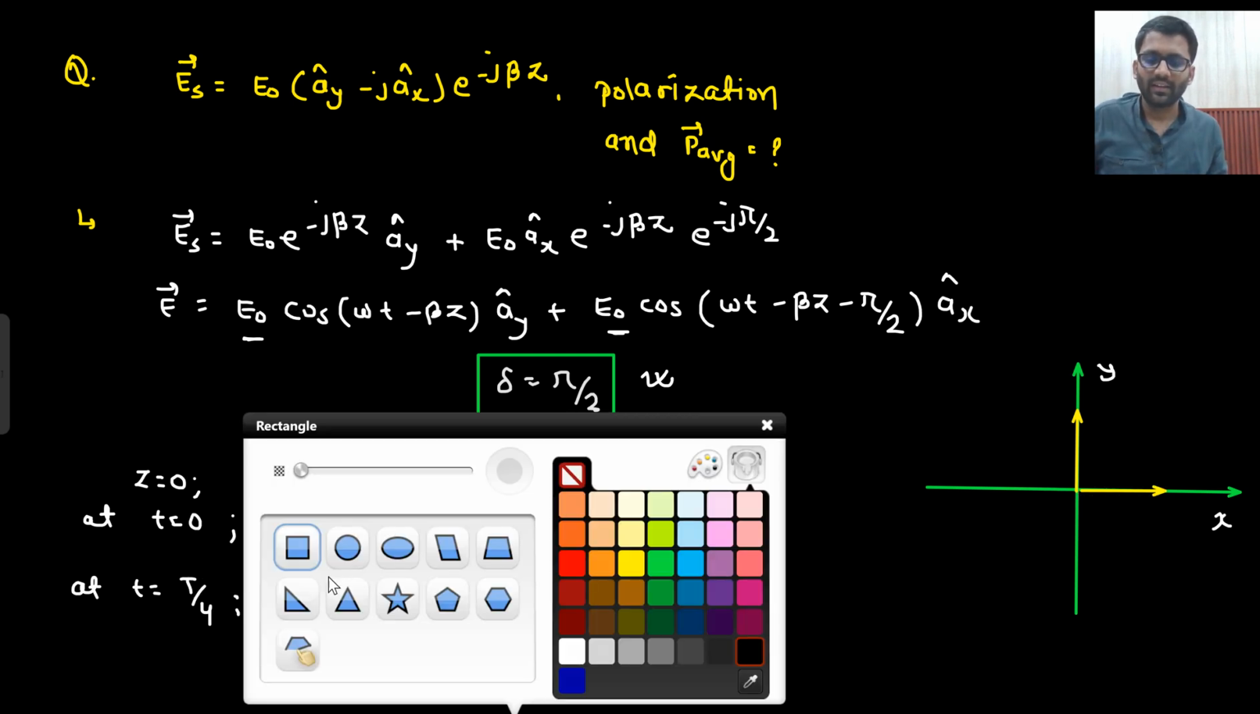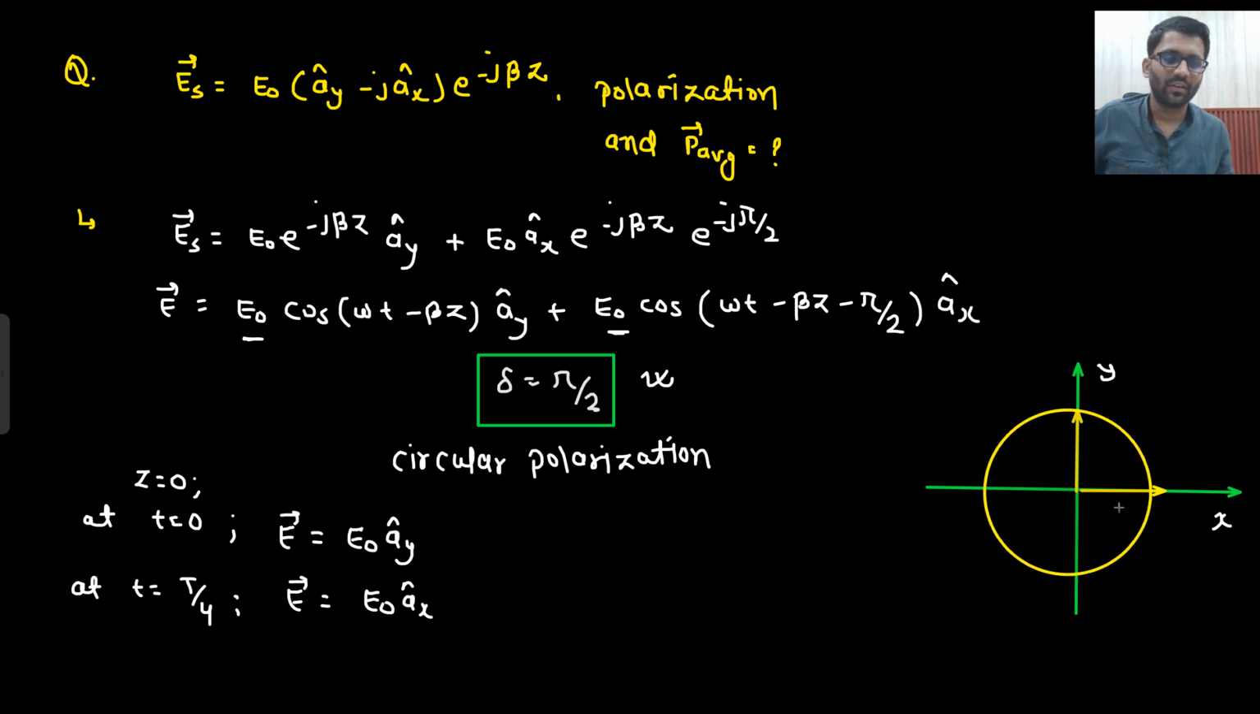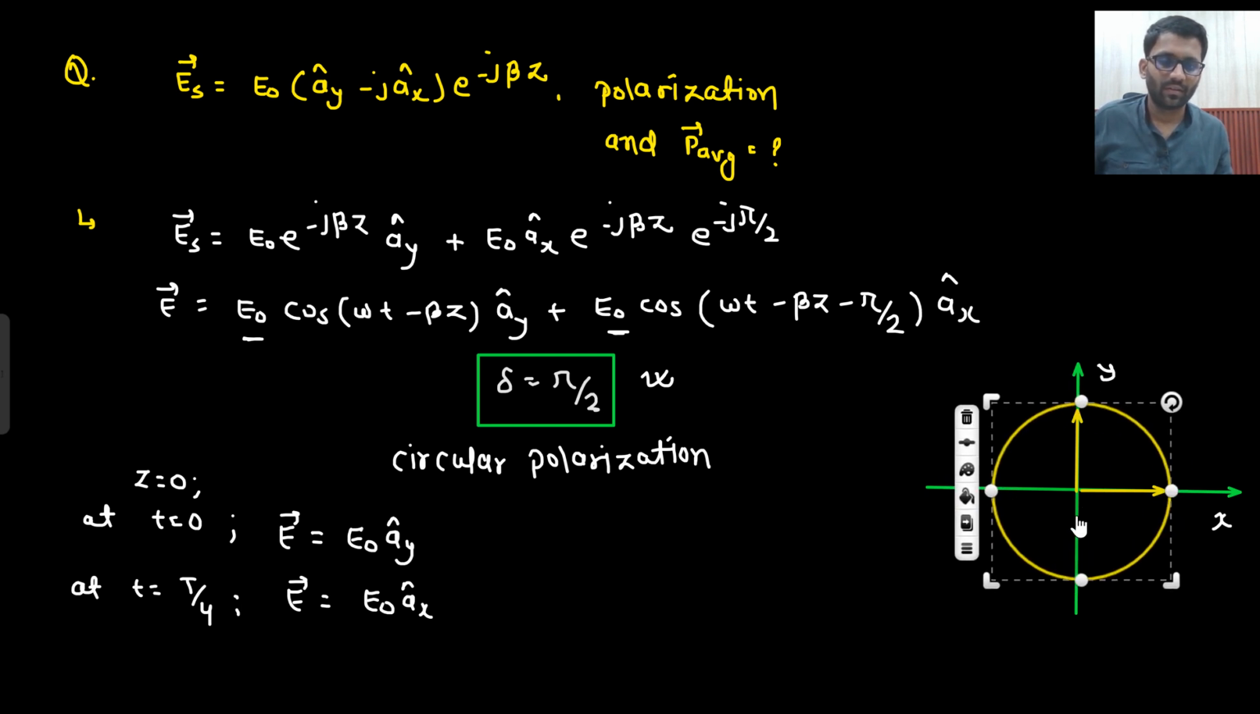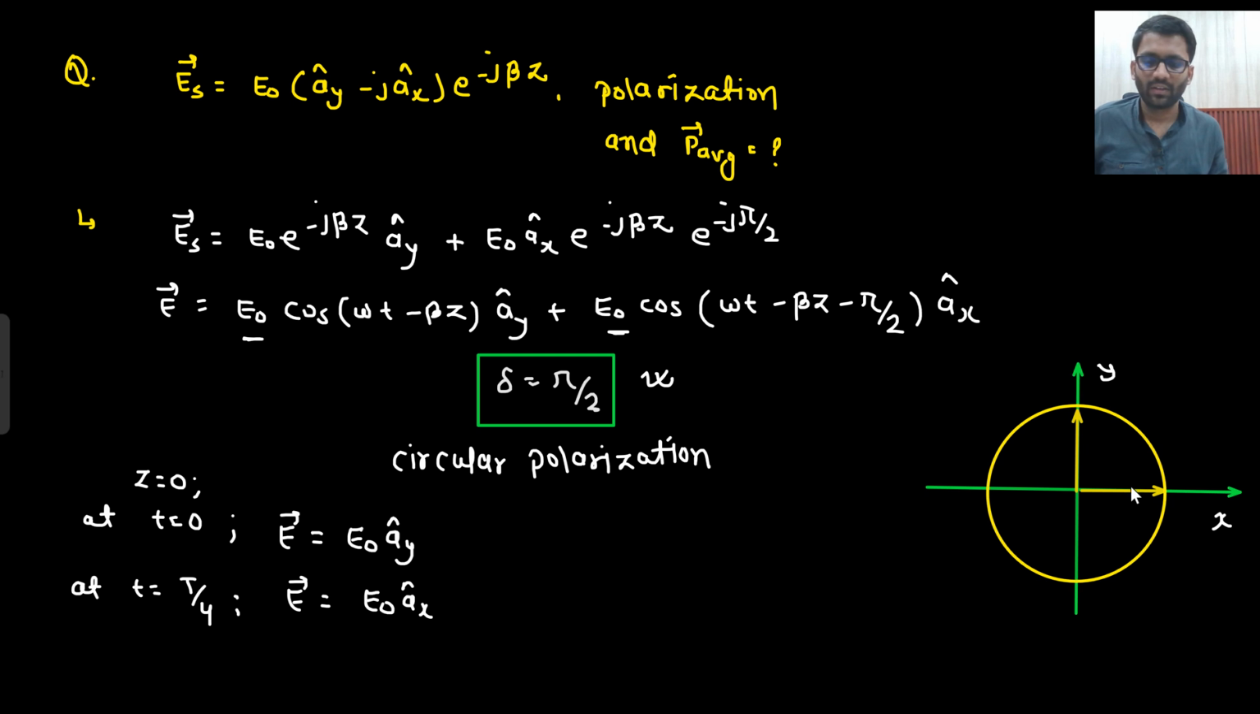So if we make a circle, in which direction are we moving? We are moving in this direction, from here to here. This was initially at t equals to 0, and this is at t equals to T by 4. What is the direction of propagation? Direction of propagation is again plus z. If this is x, this is y, where will be my z? Z will be coming towards me, and this is my direction of propagation only. So which hand I have to use? Left hand, right? Left hand I will use, direction of propagation towards me. So this is your left hand circular polarization.